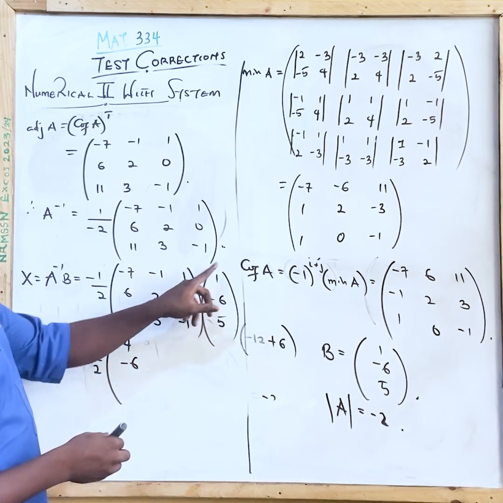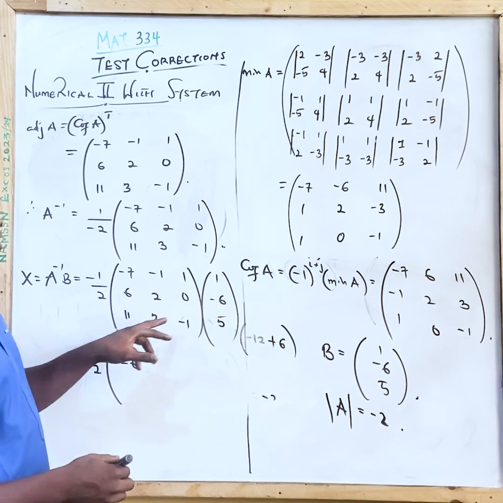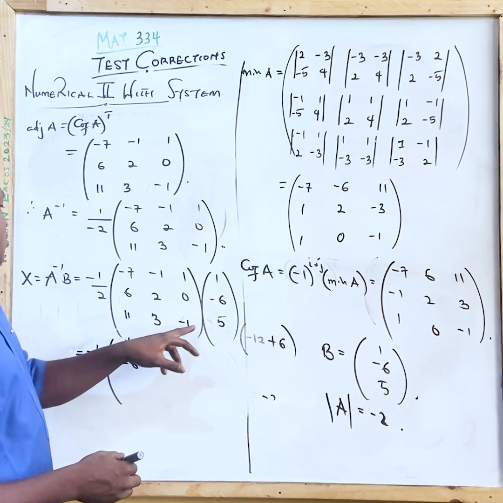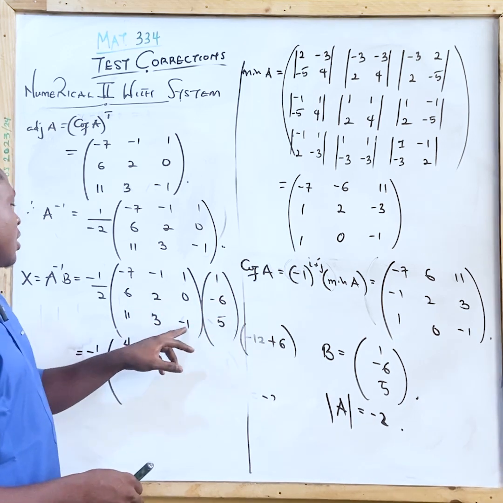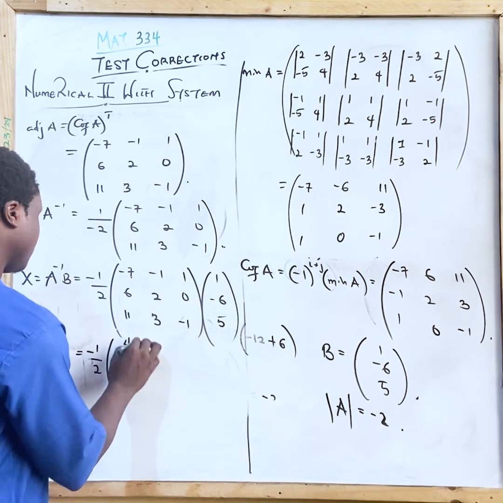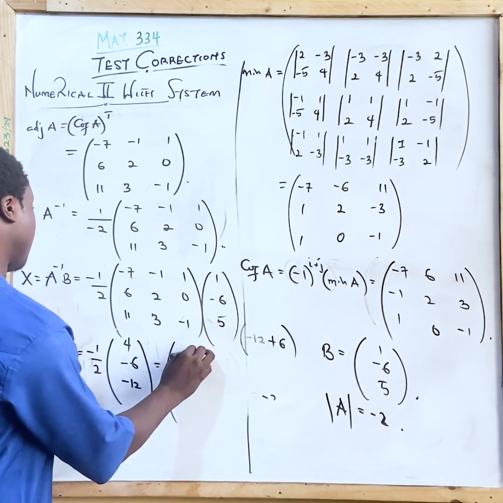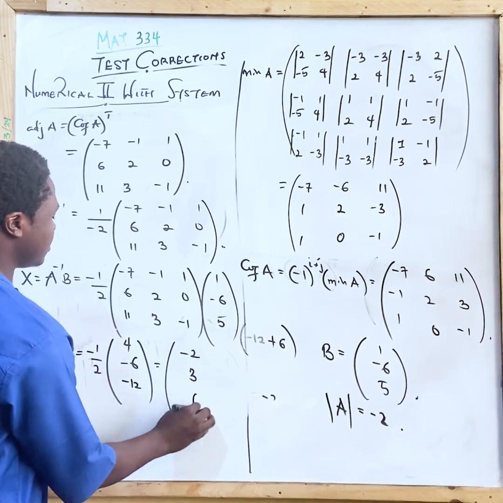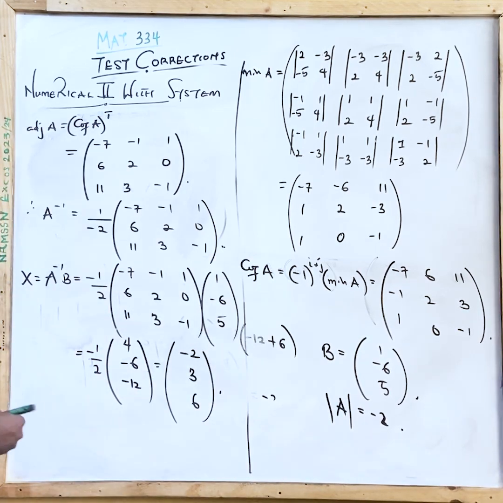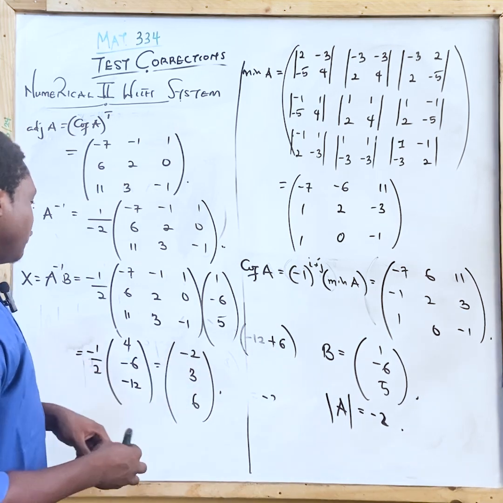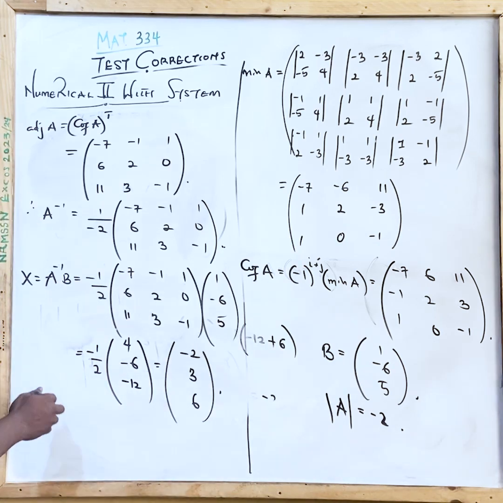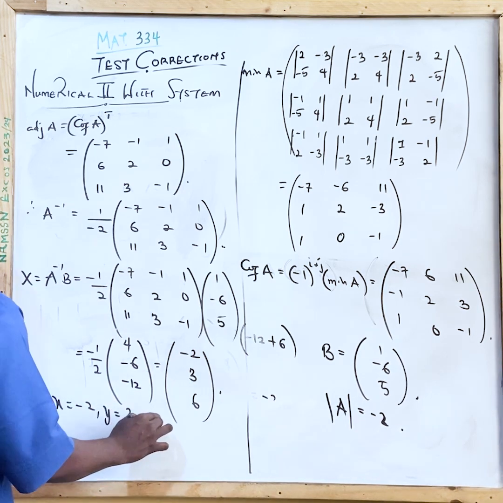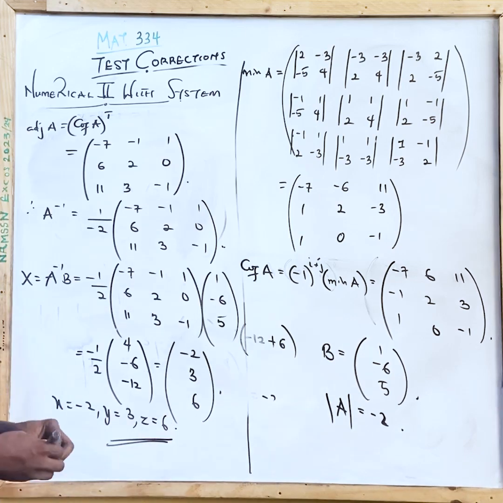Then the last one, 11 minus 18, that is minus 7, minus 5, that's minus 12. Which means I have minus 2, 3, 6. So the value of x is minus 2, the value of y is 3, and the value of z is 6. So we've gotten our values: x is equal to minus 2, y equal to 3, and z is equal to 6, using the matrix inversion method.